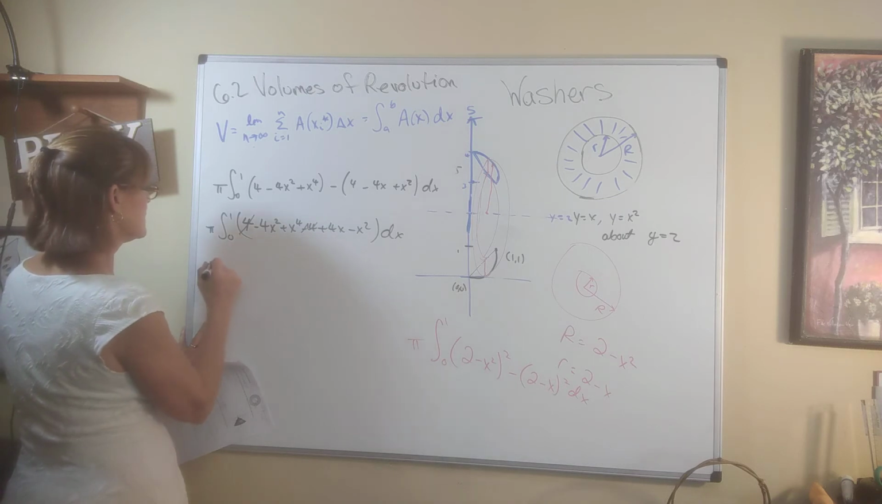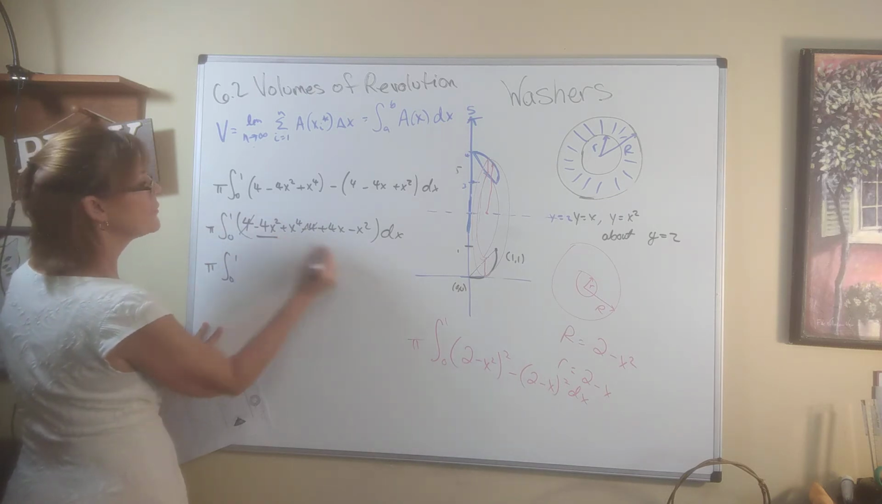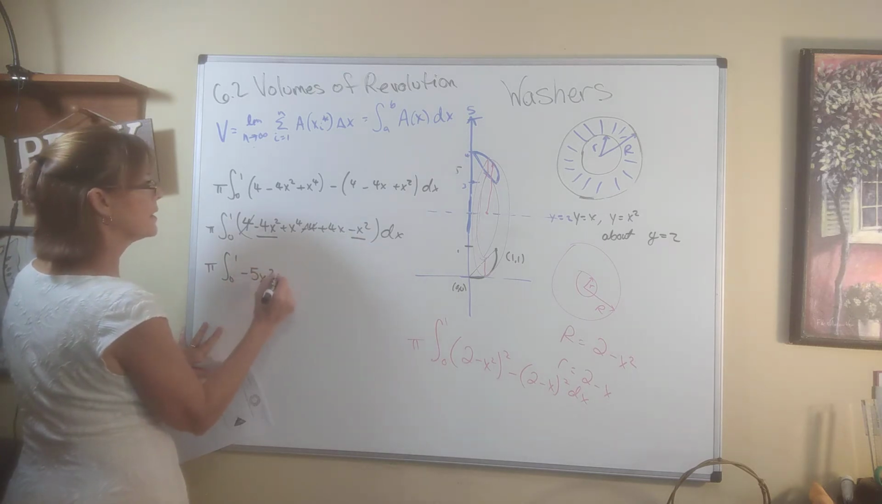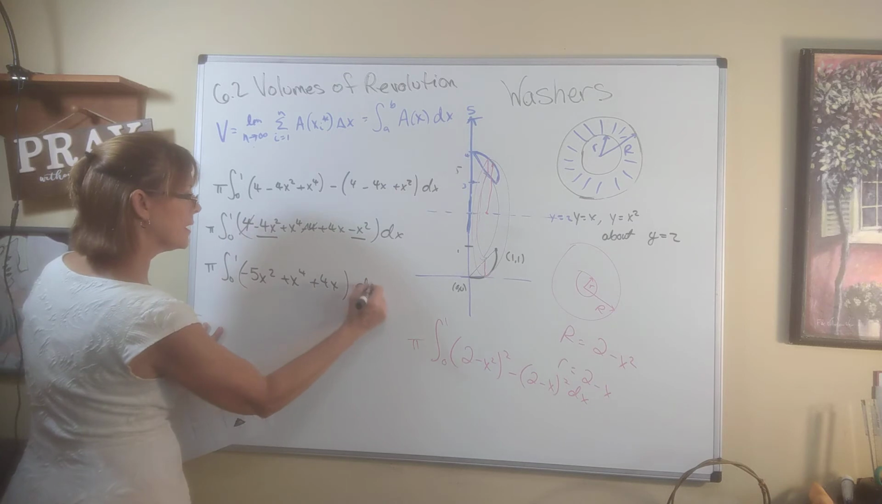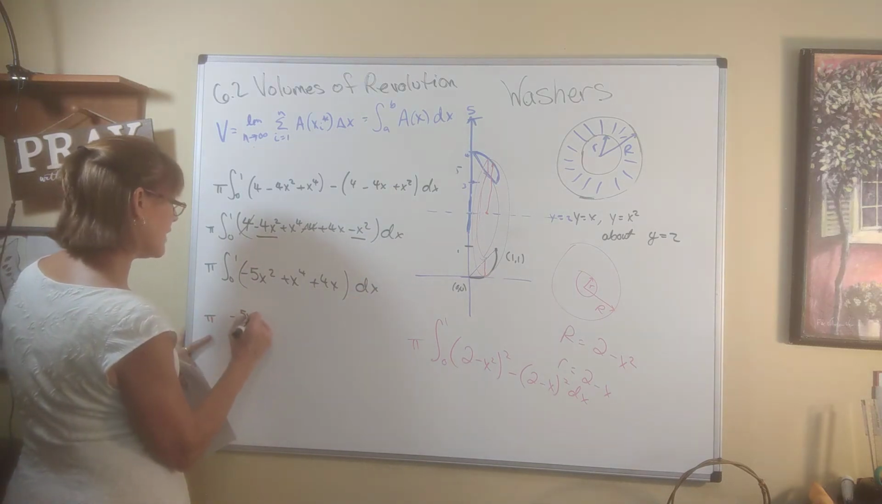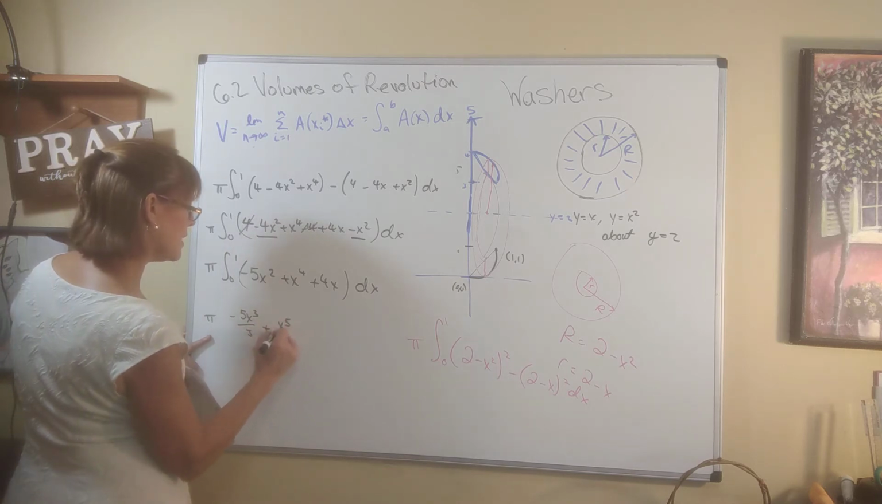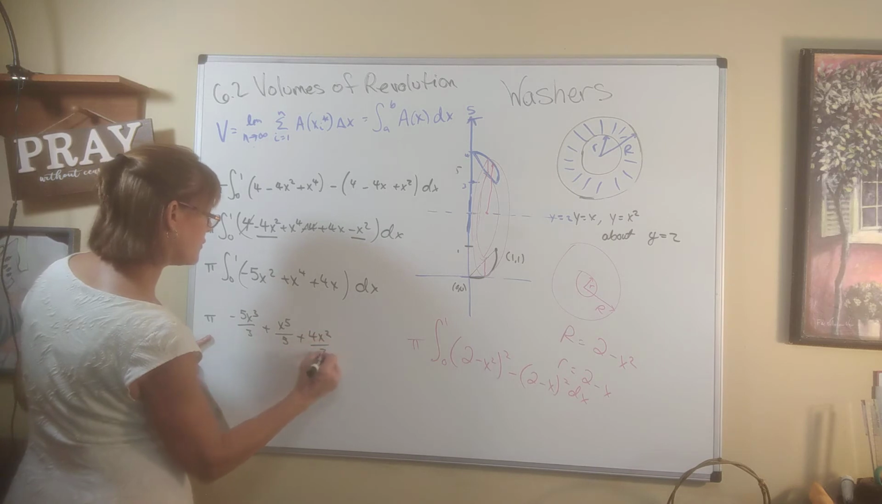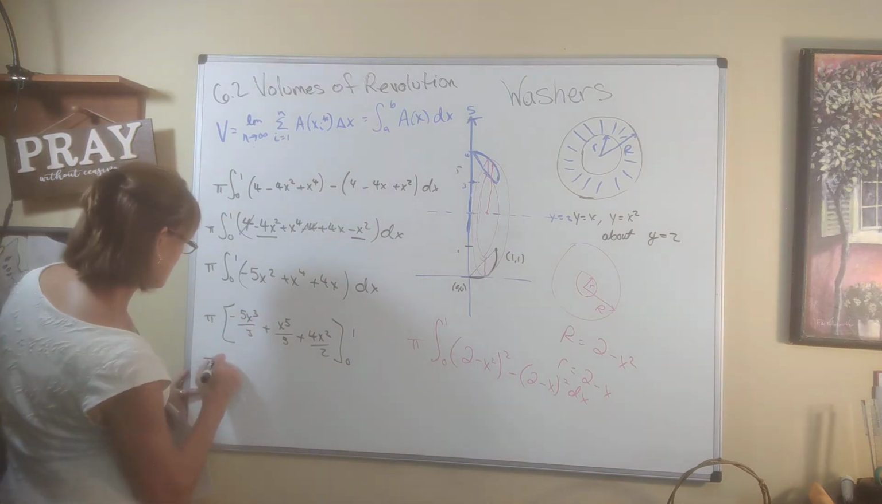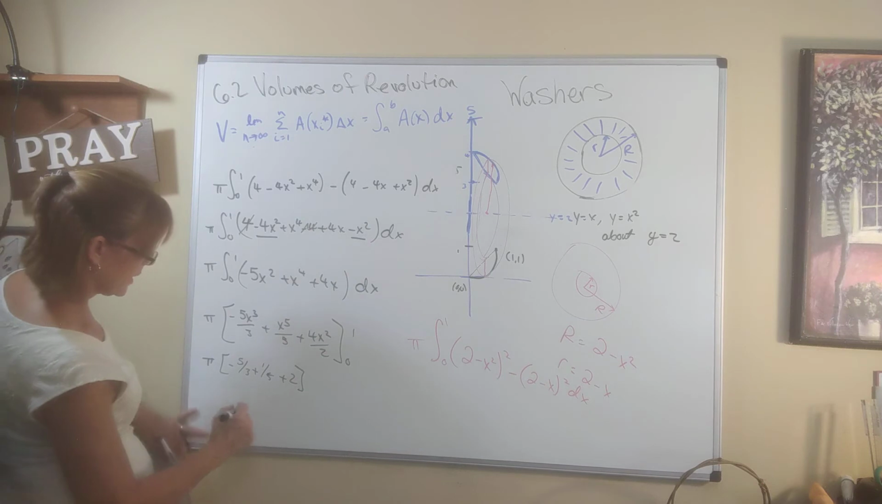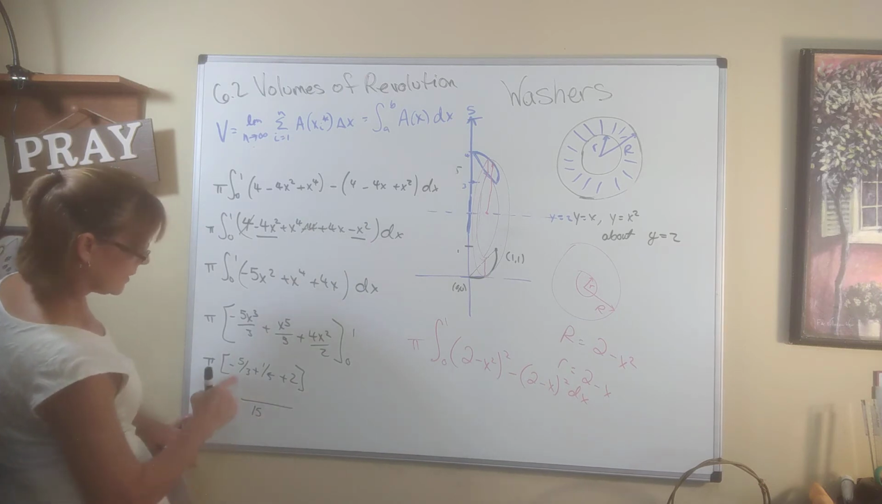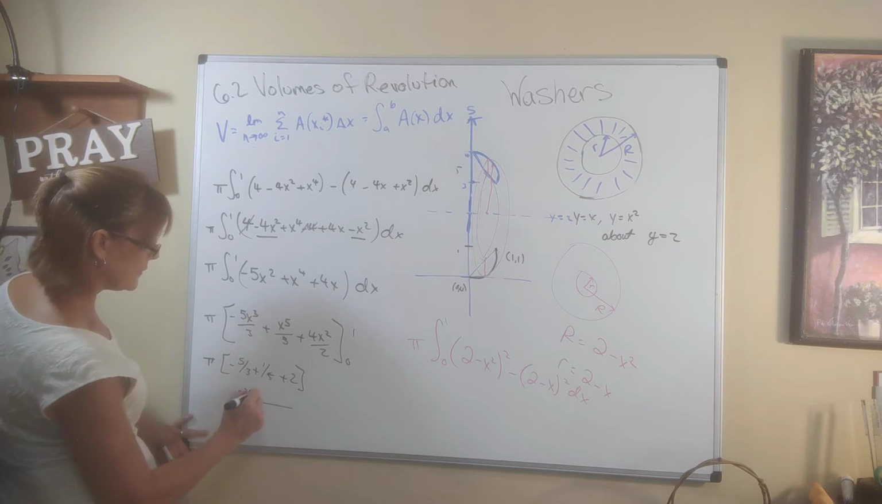Collect like terms. Who's alike? We've got negative 4x squared and negative x squared, that's negative 5x squared. We've got a plus x to the 4th. We've got a plus 4x. Now we can integrate. This is going to be negative 5x cubed over 3, plus x to the 5th over 5, plus 4x squared over 2, from 0 to 1. This is going to be pi times negative 5/3 when I substitute in the 1, plus 1/5, plus 2, minus 0. If I get a common denominator again of 15, 3 times 5 is 15. Negative 5 times 5 is negative 25. 5 times 3 is 15. 1 times 3 is 3.